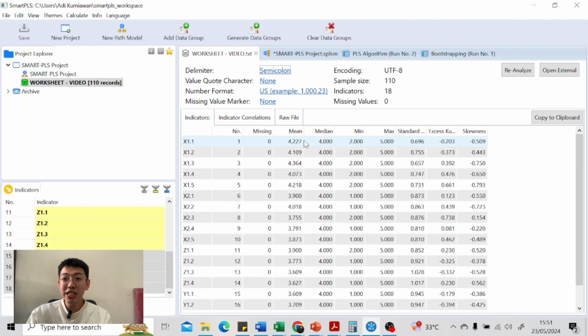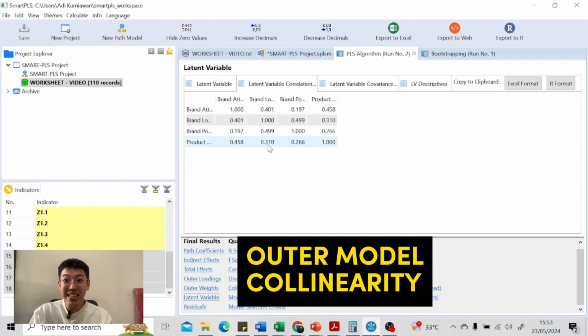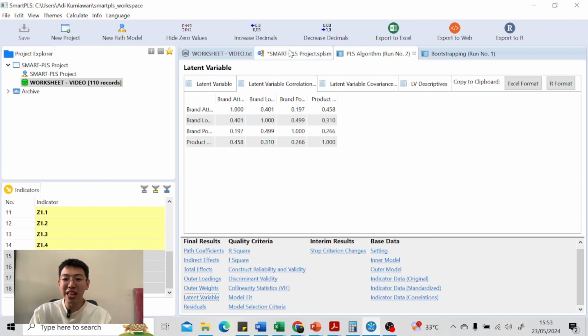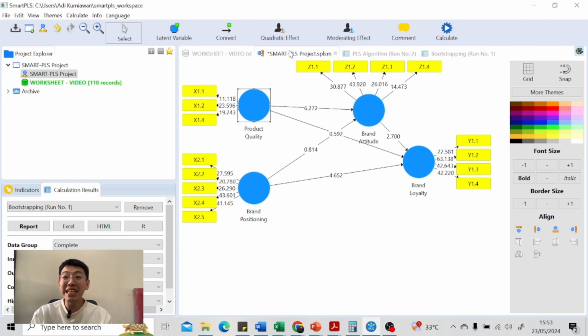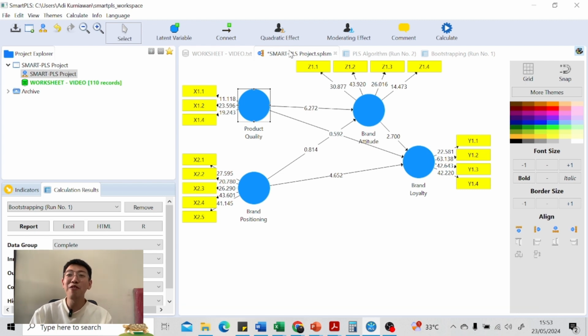This is the information for you guys to know the descriptive statistics of each latent variable. You can analyze that perhaps using SPSS or Microsoft Excel using this data. However, for the correlation for each variable, you can find it using latent variable correlation. The next one is outer model collinearity. For the reflective model, as we know that our model is a reflective model, or the indicators are all reflective, you don't need to conduct outer model collinearity. Therefore, for the outer model task, we have done it all and everything has been fulfilled.